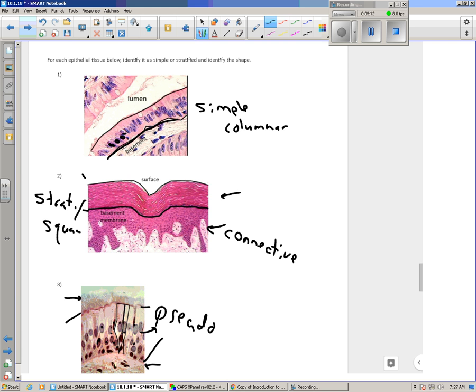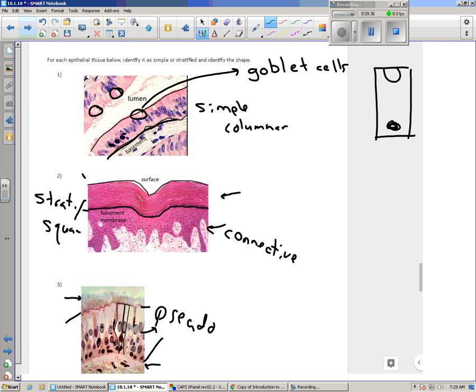Simple columnar and pseudostratified columnar have this interesting feature. You can see here, here, here. Those cells, this isn't the cell. Remember, the cell is the thing with the nucleus in it, and then it has at the top this clear little thing. These are called goblet cells. And these goblet cells are responsible for secreting things to the surface. So in your nose, there may be goblet cells secreting mucus on the surface. In your intestines, there will be goblet cells that would do the secreting. In your salivary glands, goblet cells would be secreting saliva onto the surface.